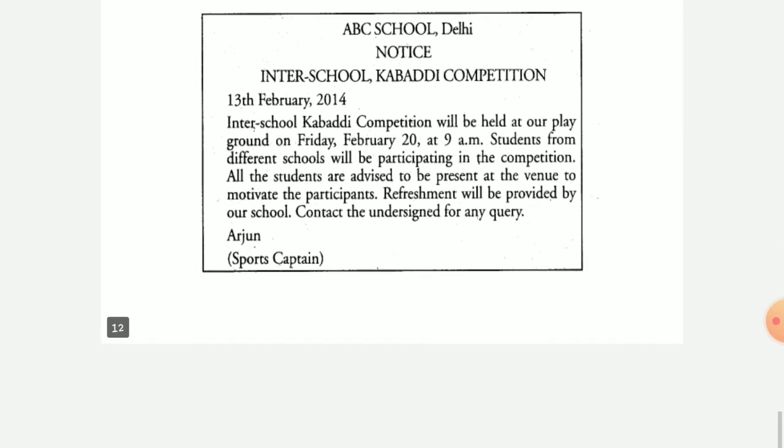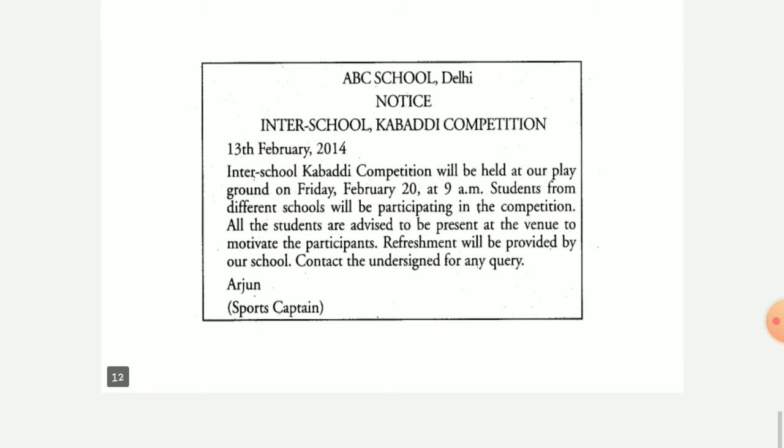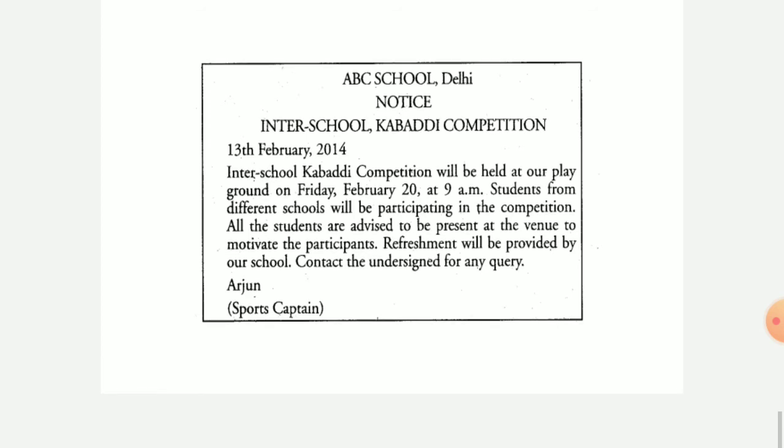Now I am moving on to the final one. It is about an inter-school Kabaddi competition. It is related to games and sports, athletics we can say. So how will we proceed? At the very beginning, the name of the school, ABC School Delhi, which I have already highlighted. Then the word notice has to be written. Then in the next line, Interschool Kabaddi Competition. Then obviously on the left hand side the date has to be mentioned, as I have written here 13th Feb 2014. You can change the date and give any date, that is not a big issue.